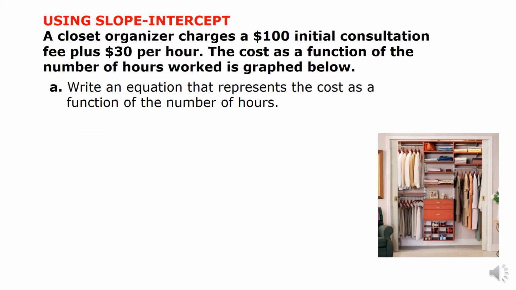Okay. All right, so we're going to do this problem. We have to think of an equation, put together the equation in these terms. So it says that the closet organizer charges a $100 initial consultation fee. That is going to be my starting cost, okay? My total cost is the y that I'm trying to find out. Here's my per, and here's my x. So it's $30 per hour.